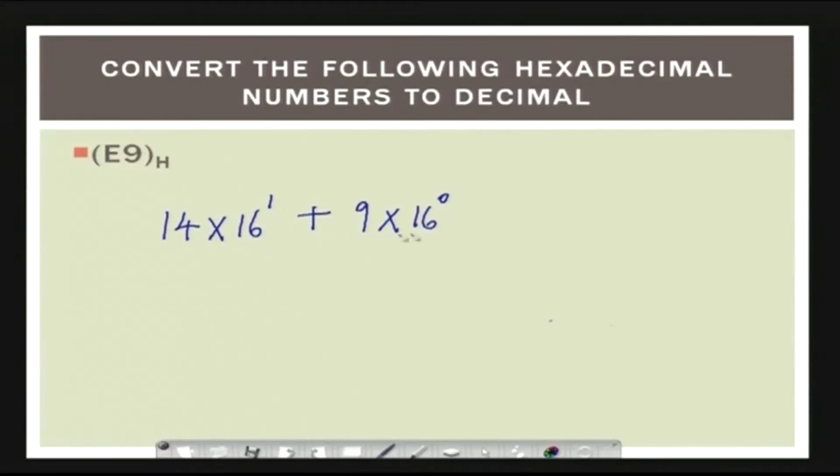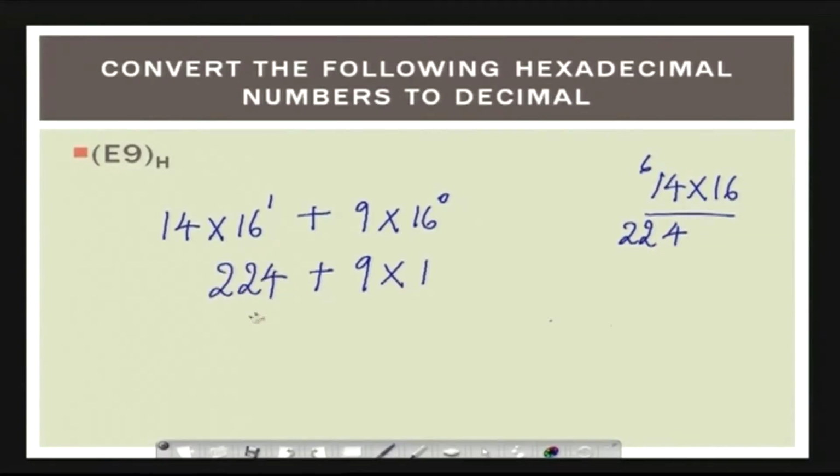So, 9 into 16 power 0 can be written as 9 into 1, because anything raised to the power 0 becomes 1, whereas 14 into 16 gives us 224. So it is 224 plus 9, which will be 233. This is the conversion to the decimal number. So, E9H gets converted to 233 in the decimal form.